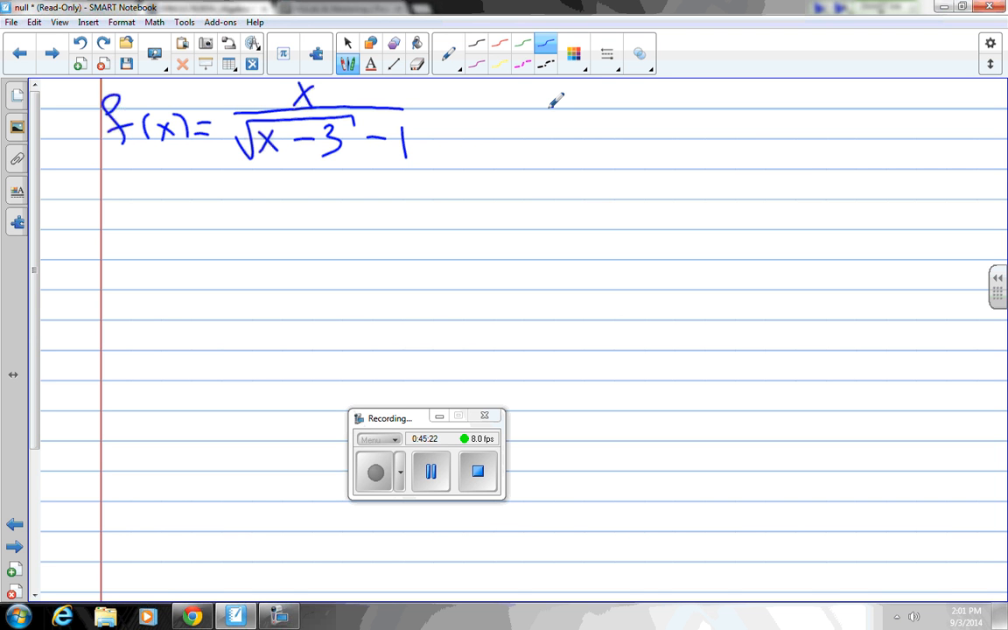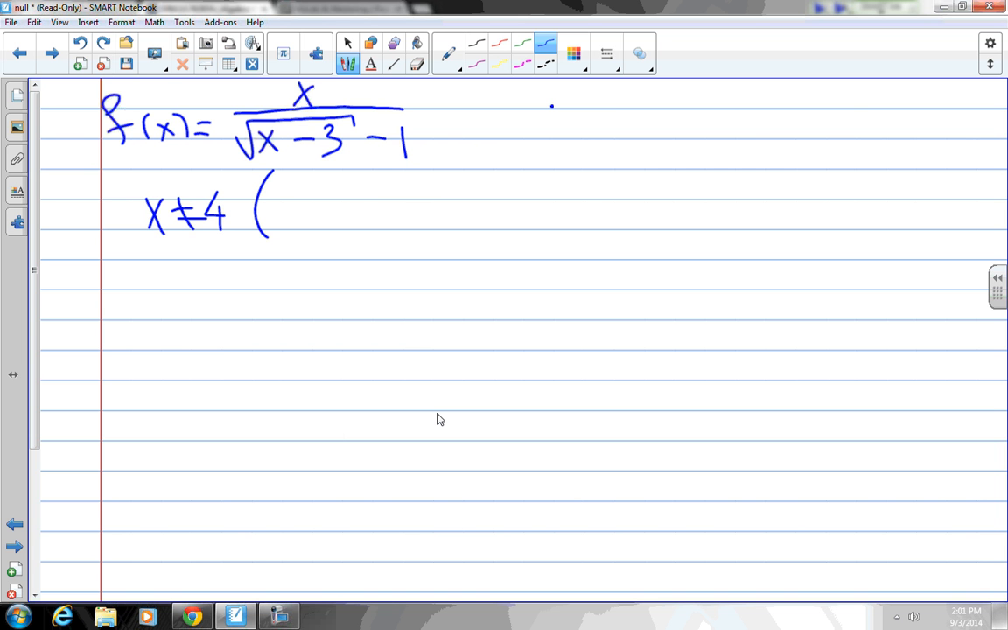The denominator becomes 0 when you plug in 4 for x. 4 minus 3 is 1, square root of 1 is 1, 1 minus 1 is 0. Who cares about the numerator? So x cannot equal 4, we know that much. I'm not going to write that out.